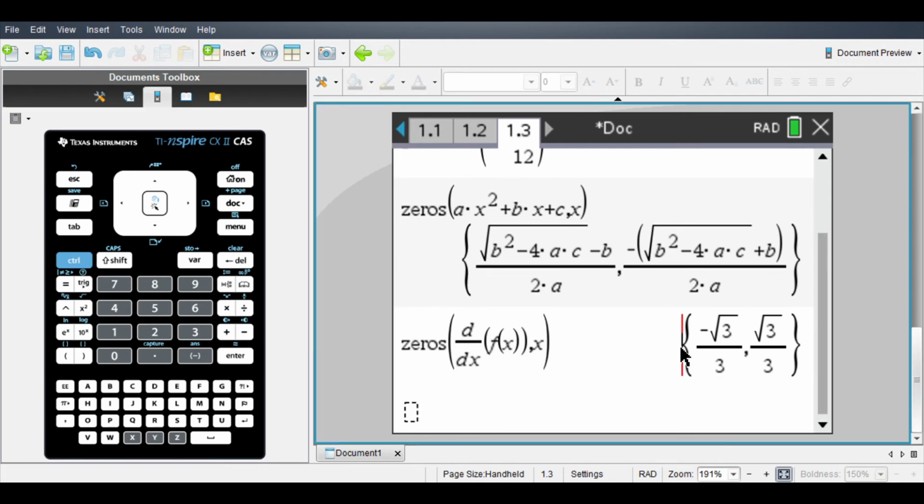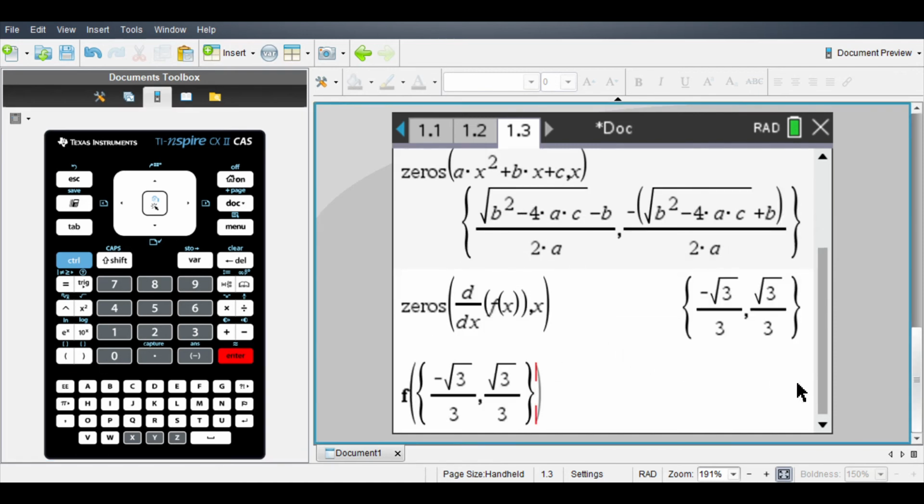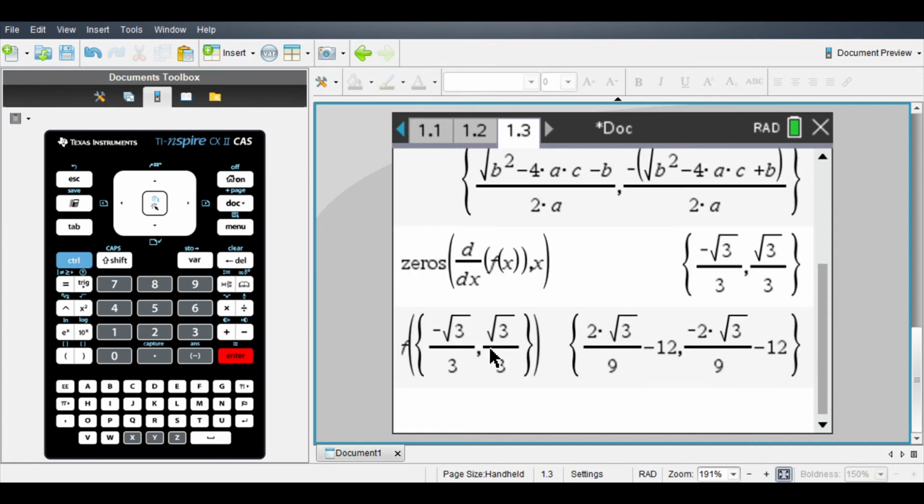Now, if we just pass this into our function f, what will happen is that this will essentially pass each element of the list into the function f. And since these are the x-coordinates of the stationary points, if we pass them back into f, we're going to get the y-coordinate. Yep, and here it is. So now you have solved the problem. So essentially, zeros are just useful when you need to manipulate your solutions.